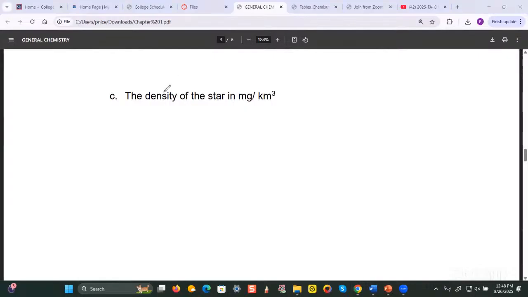So if I remember correctly, to calculate the density, the mass of this star we calculated was 2.0 times 10 to the 42 milligrams, I'm sorry, divided by the volume which we just did, which was 1.41 times 10 to the 18, and that would be in kilometers cubed.